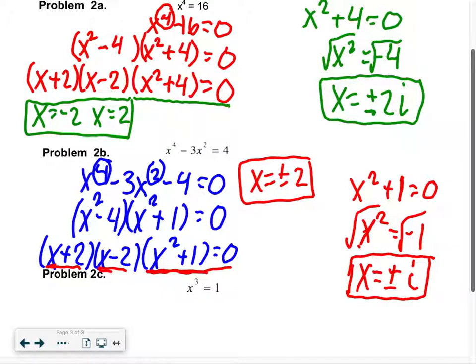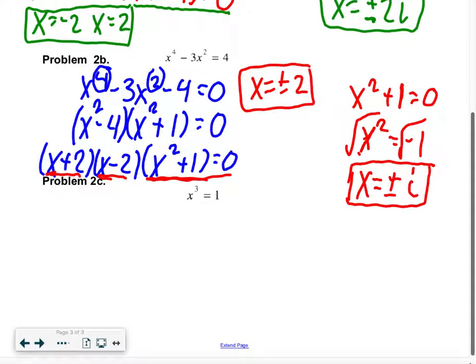Okay, questions? Okay, one more problem. This one is the worst. Step 1, get them on the same side. What's different about this problem than the last two? It's a cube, not a quartic. So when it's cubed, can I break it down into x squared, or x and x? No. What did we learn about cubes yesterday?